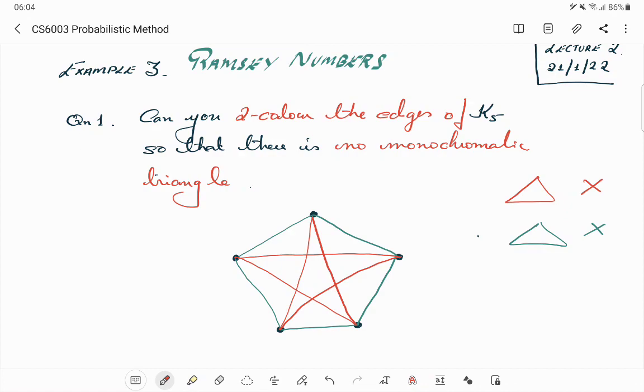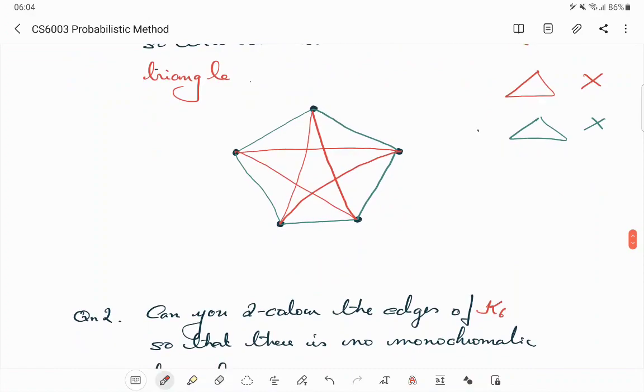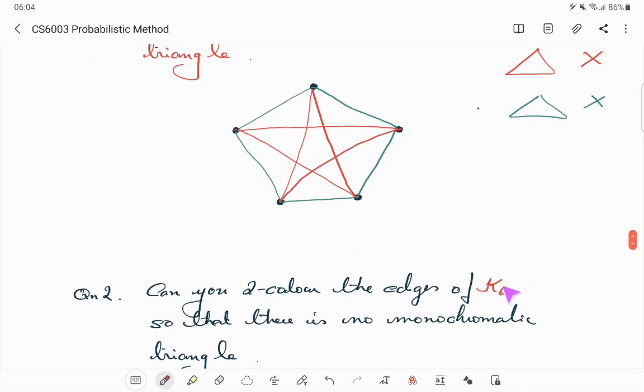In fact, you can two-color the edges of K5 such that there is neither a red triangle nor a green triangle. Very good. Okay, so let's move on to question 2. Now the same question, but now about K6 rather than K5. So K6 is the complete graph on 6 vertices. How many edges will it have? It will have 6 choose 2, 15 edges, right? And so you will have 2 to the power 15 possible colorings.